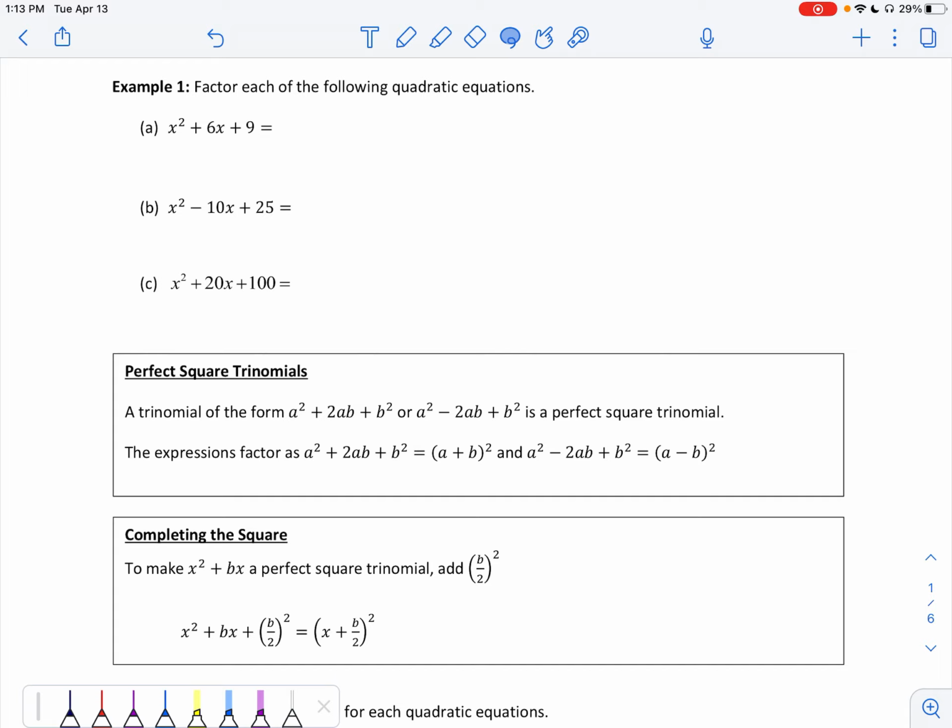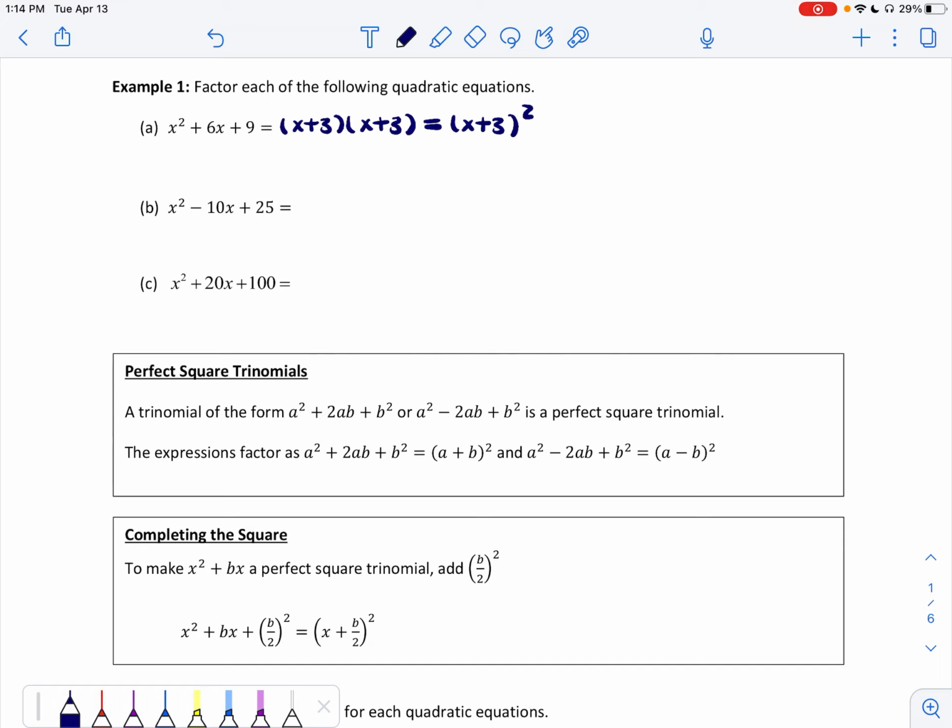All right, so to start with, let's take a look at example one, and we're given three different trinomials. And the first thing I want to do is just factor. So of course, remember when we're factoring for part A here, we're looking for numbers that multiply to 9 but add to 6. So if we factored that, we would have x plus 3 times x plus 3, or that would just be the same as x plus 3 quantity squared.